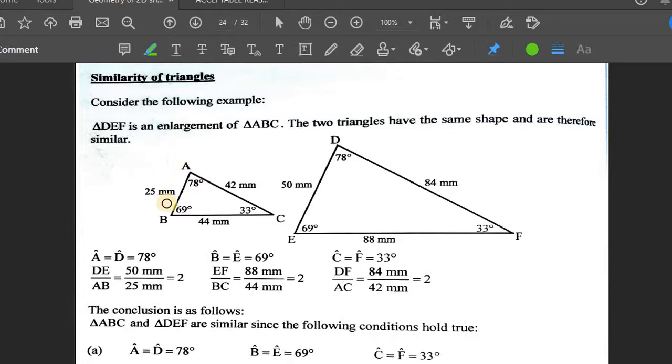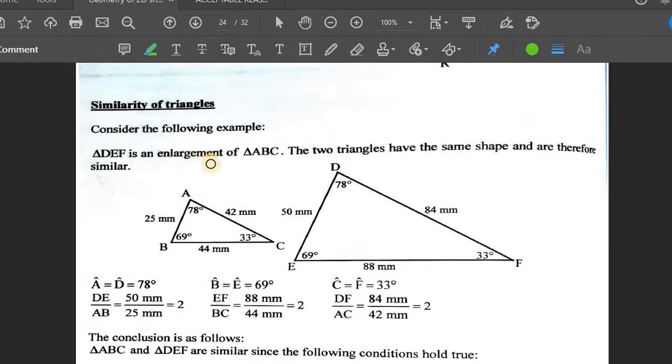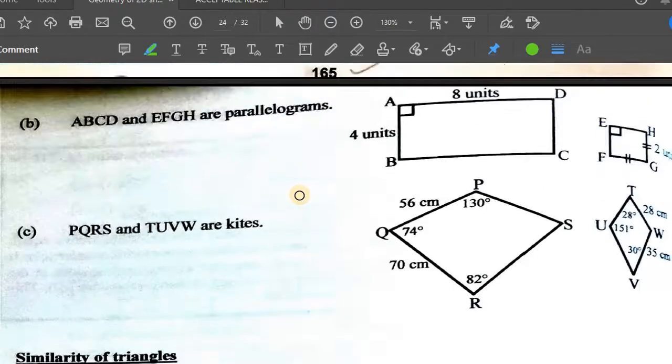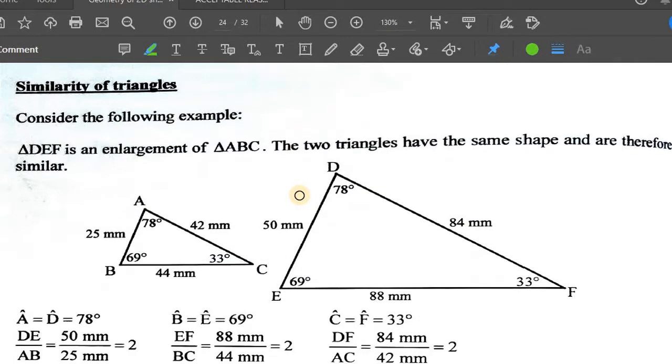Similarity in triangles. Alright, let's look at similarity now, right? Alright, similarity, we're looking at page 166. So now triangle DEF, I'm reading here, is an enlargement of ABC. The two triangles have the same shape and therefore are similar.